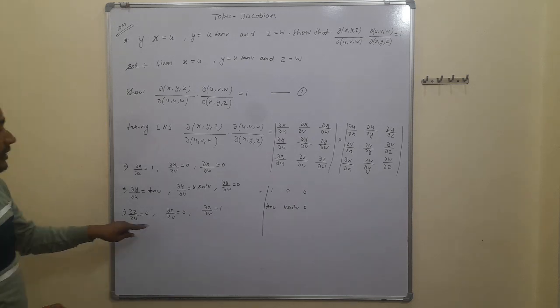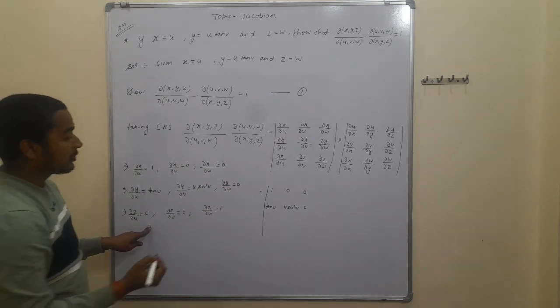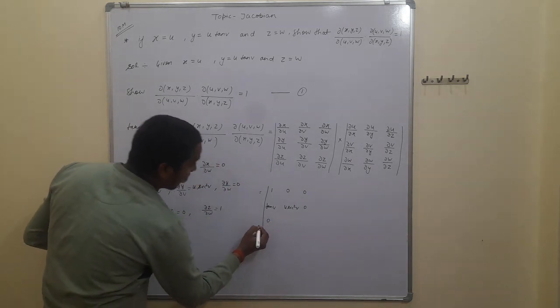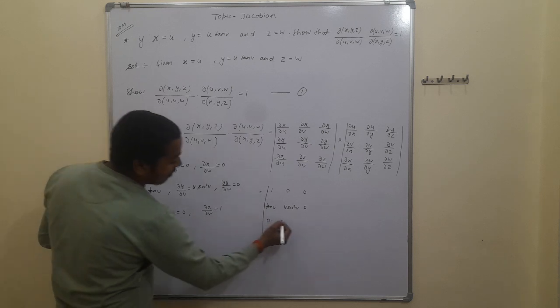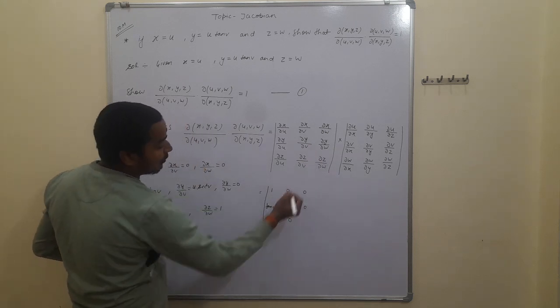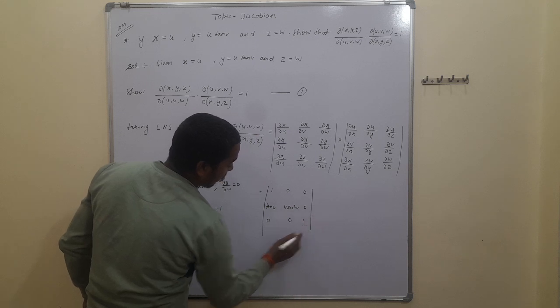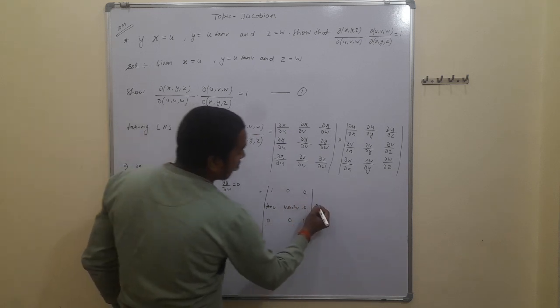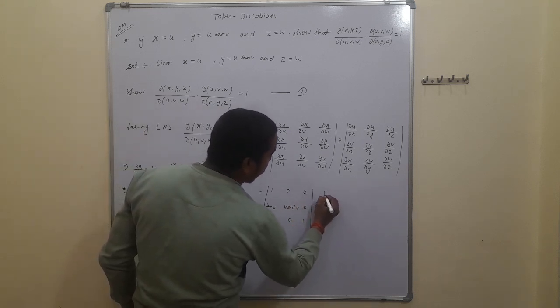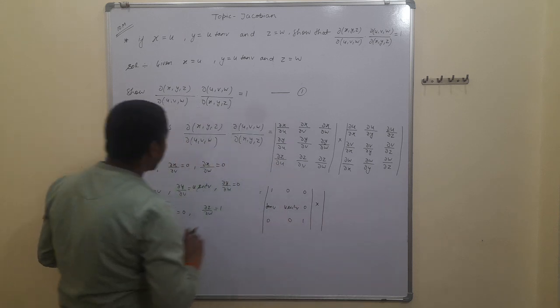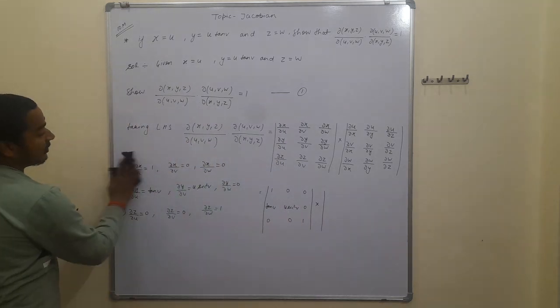Further we have to write ∂z/∂u is 0, ∂z/∂v is also 0, and ∂z/∂w is 1. Further we have to find the second determinant value. We can find the value of the second determinant.